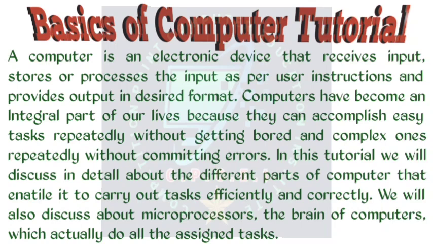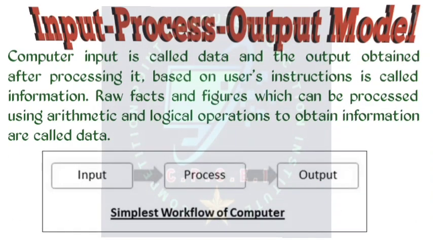In this tutorial, we will discuss in detail about the different parts of computer that enable it to carry out tasks efficiently and correctly. We will also discuss about microprocessors, the brain of computers, which actually do all the assigned tasks. Input process output model.